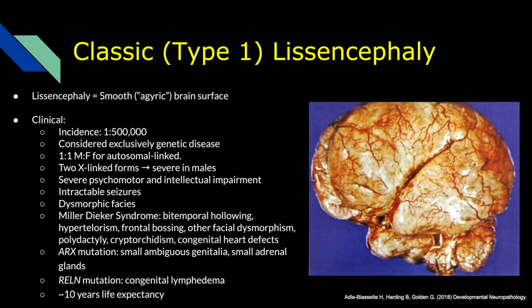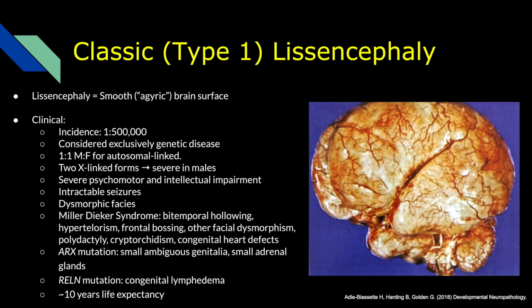You can have Lissencephaly with reelin mutations, where you can get what's called congenital lymphedema, where the child is completely full with lymph tissue that's not draining properly, leading to this kind of swollen look. These are really more historic to help you determine what type of mutation and thus what type of genetics the family has to help them with family planning.